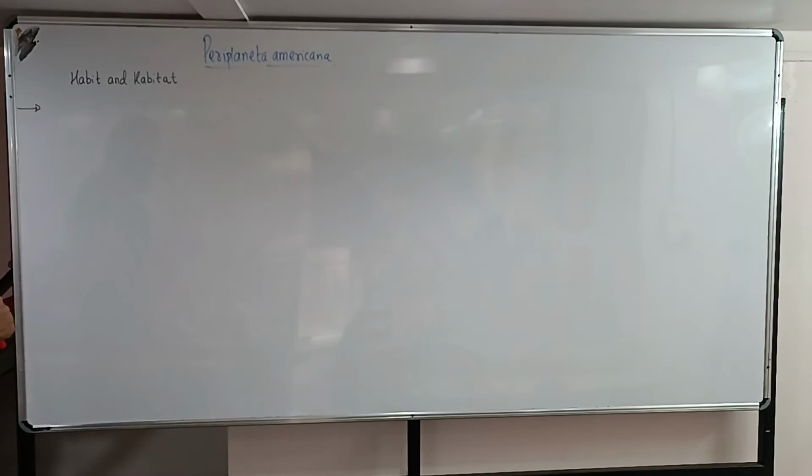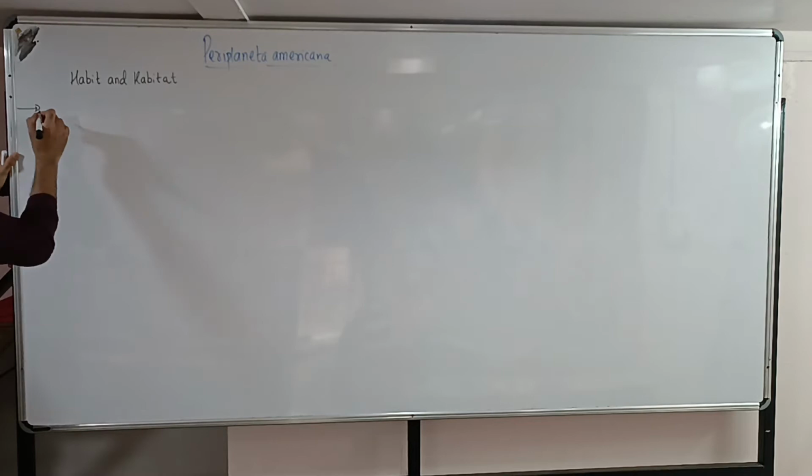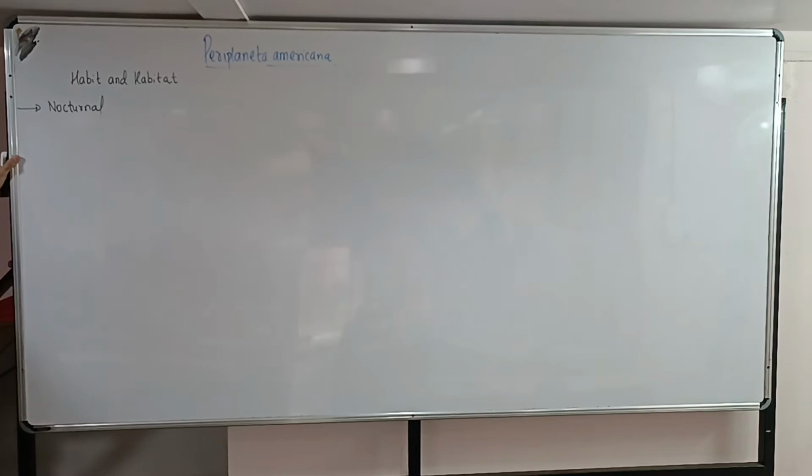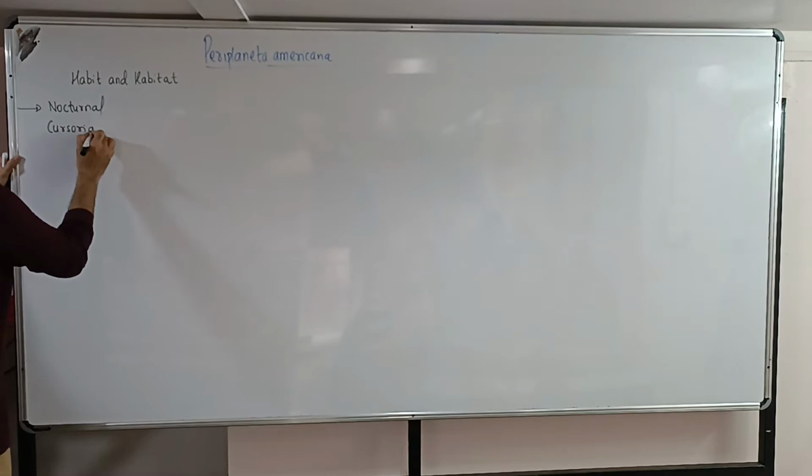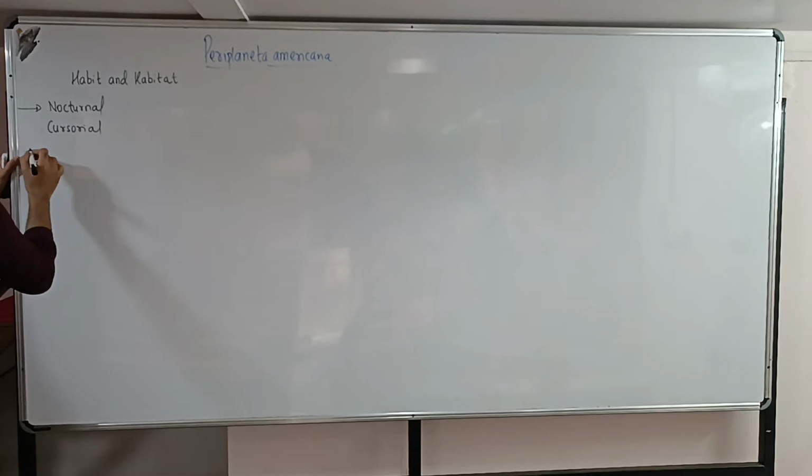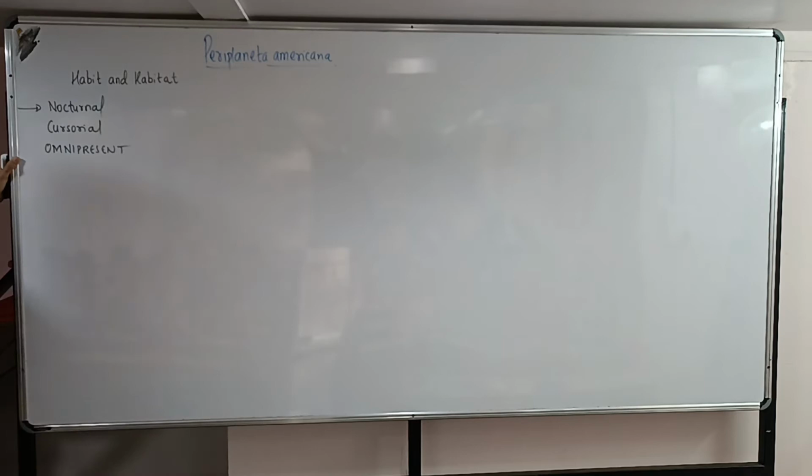So cockroach is active during daytime or night time? So what is the term I use? Nocturnal. That the animal is? Nocturnal. It's a fast running animal. So I said it is cursorial. It can adjust itself to different habitats. So you'll find that it is found almost everywhere. So I said it is? Omnipresent.